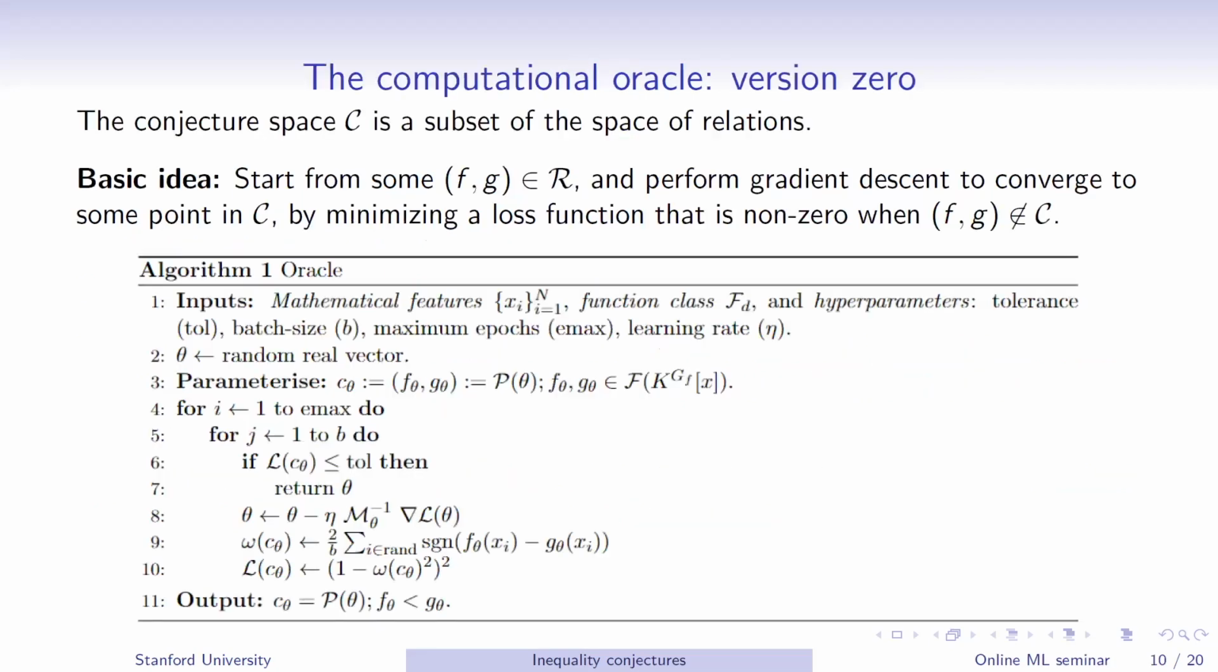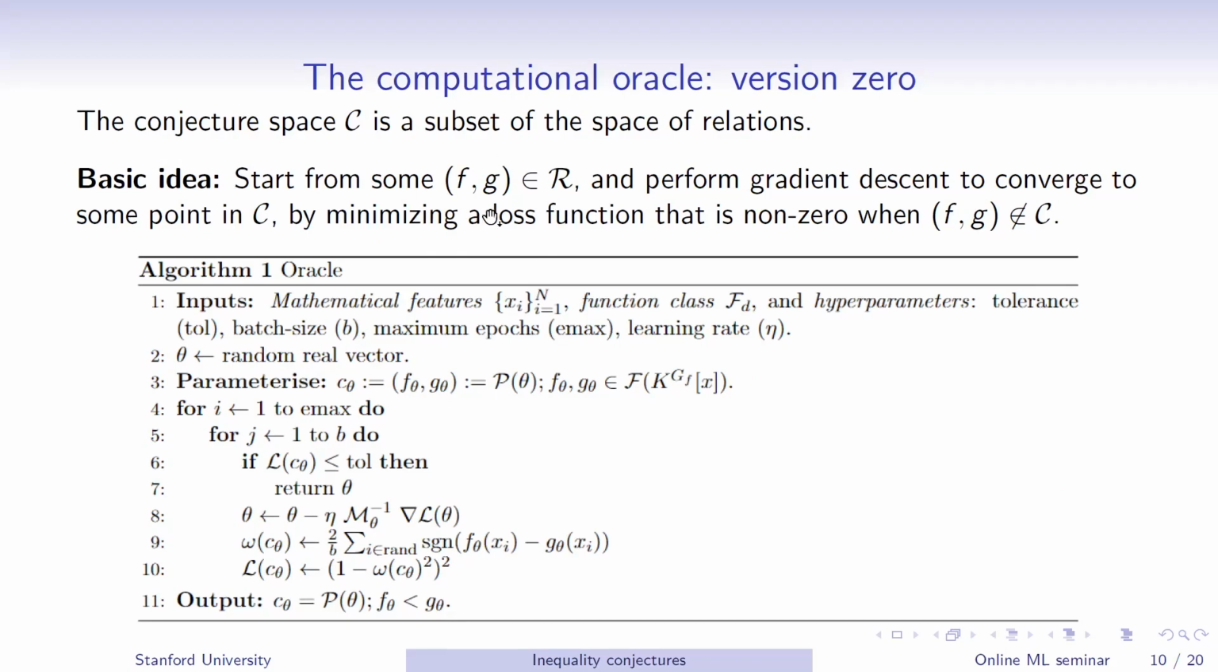So with that, I think I can talk a little bit about the computational oracle. Again, it's not particularly helpful to go over the precise details of what we do, but at a high level, what we are trying to do is start from points in a relation space and find points in the conjecture space.